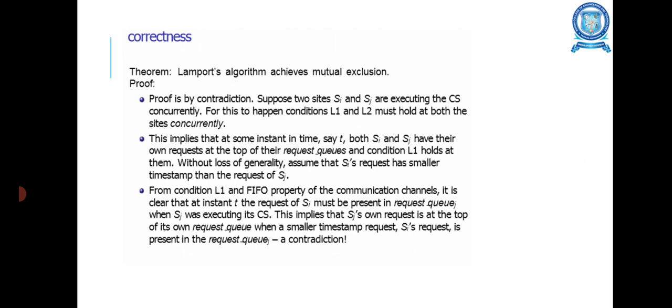From condition L1 and the FIFO property of the communication channel, it is clear that at instant T, the request of Si must be present in the request queue of Sj. When Sj was executing its CS, this implies that Sj's own request is at the top of its own request queue, even though a smaller timestamp request, Si's request, is present in the request queue. This is a contradiction.